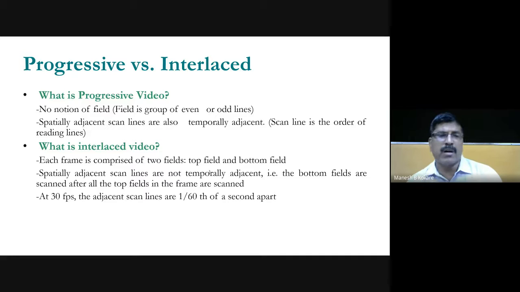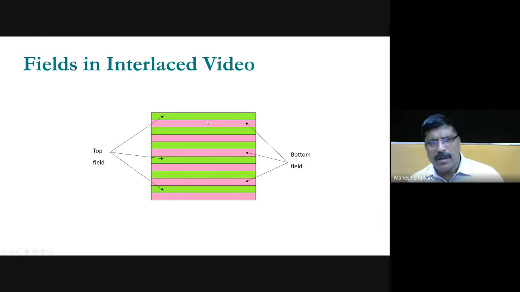In the NTSC standard, there are 30 frames per second, so in 1 second there are 30 complete frames. Whereas in the PAL standard, there are 25 frames per second. And you know that in India, the line frequency is 50 hertz.